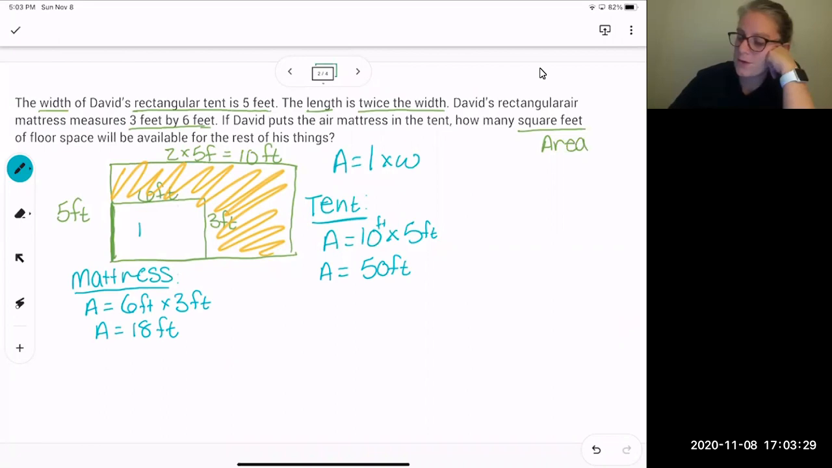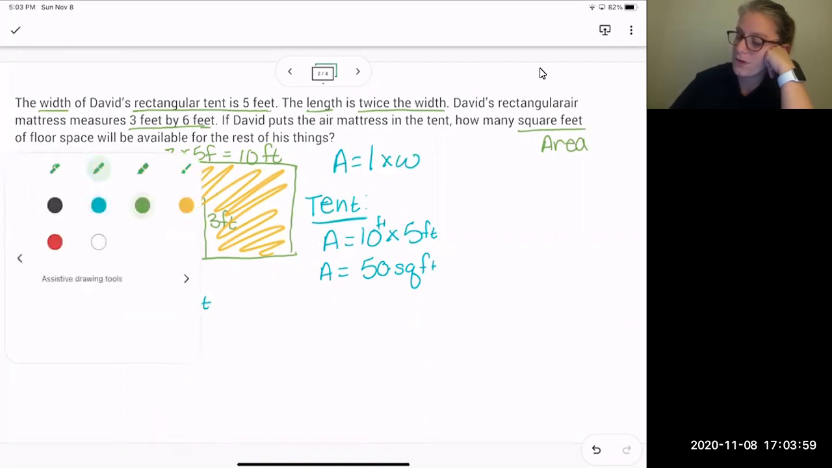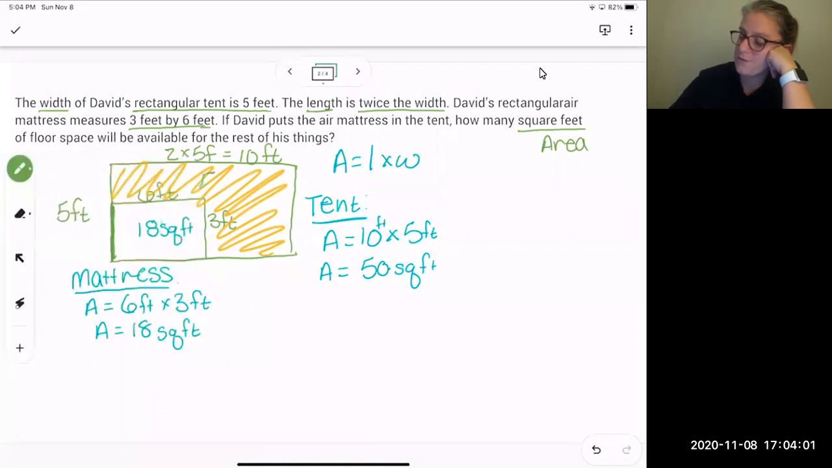Okay, so the mattress is 18 square feet. Oh, I messed up. Let's go back. When we do area, we have to always remember we're measuring a surface, so our units are square feet. Square feet. So let me fix this too. Square feet. Okay, and then our total area of the tent is 50 square feet.